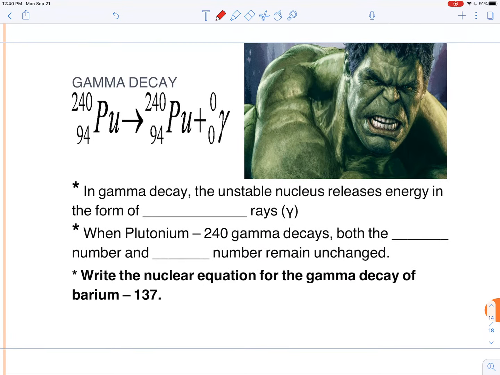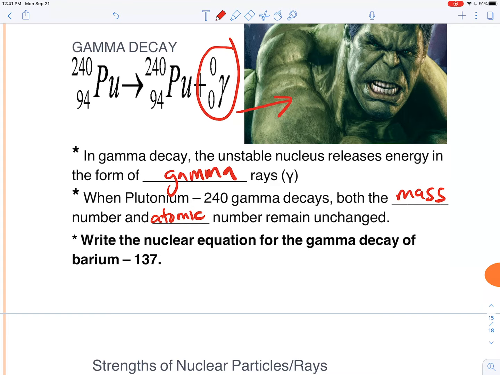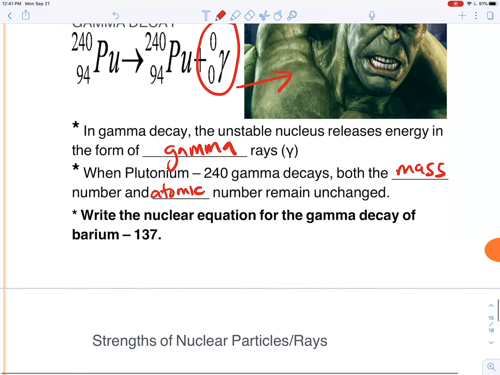Lastly, we have gamma decay. So if you look at this equation, this is our gamma particle, which resulted in this big guy, the Hulk. So in gamma decay, an unstable nucleus releases energy in the form of gamma rays. Both the mass number and the atomic number stay the same. It's just getting rid of excess energy. Okay, write the nuclear equation for the gamma decay of barium-137. For the sake of time, I'm not going to do this one, so don't worry about that one.